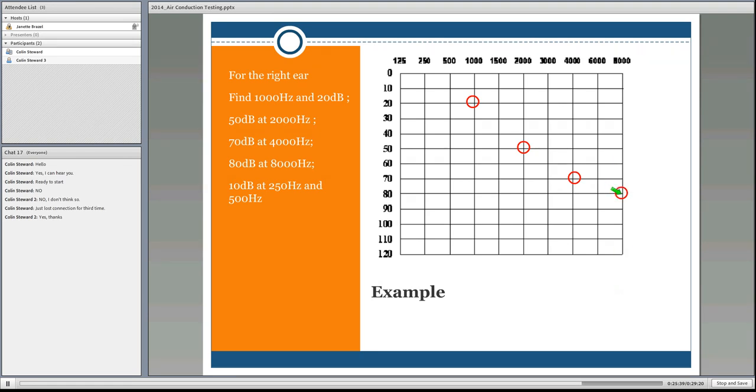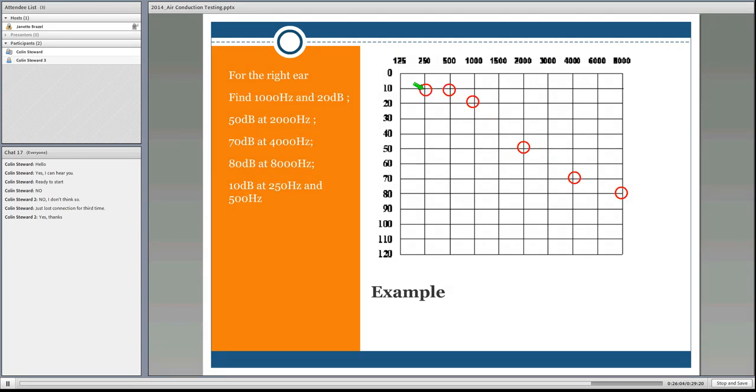And there it is. And for 250 hertz and 500 hertz, we're going to be at 10 dB. Let's have a look. Spot on. Okay, and then if I believe my results, I'd test the left ear, and then if I believe them, I'd join them up with lines and crosses and dashed lines.